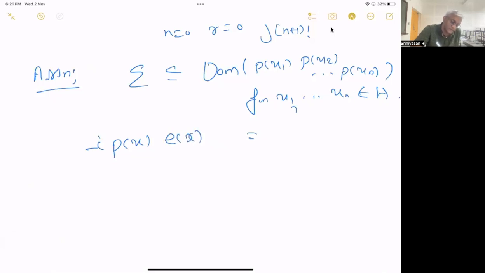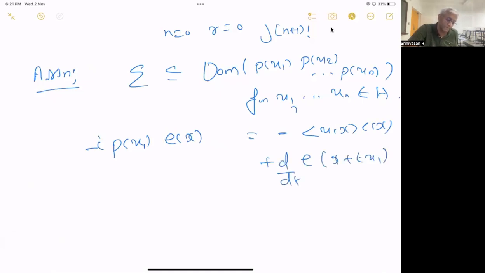Acting on an E of x, the first operator is u_x, E of x. But then this is some scalar times E of x, so this will certainly be in the domain of P of u2. So you don't have to worry about this. You only have to worry about the next vector. The other one is d by dt of E of x plus t u1, at t equals 0. You have to show that this is in the domain of P of u2 for some other u2. That's what you have to show.